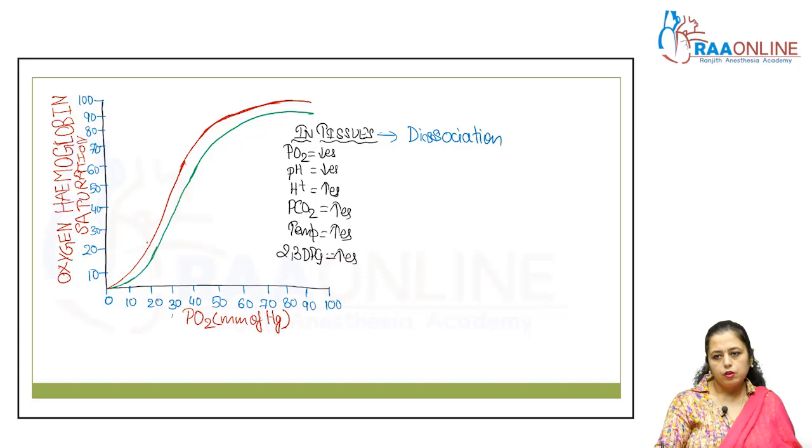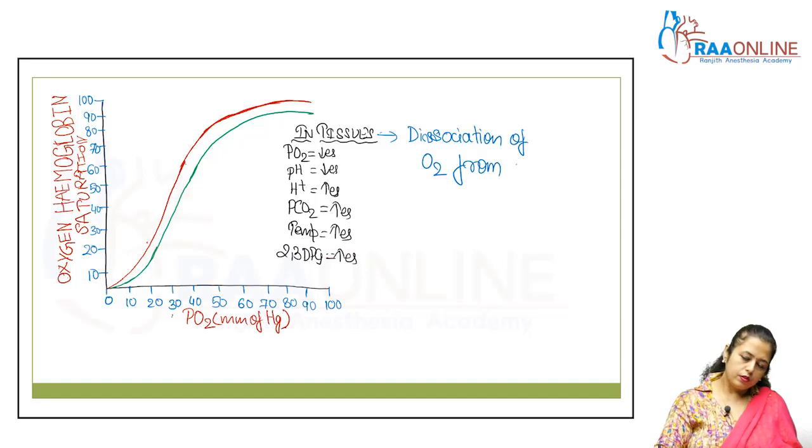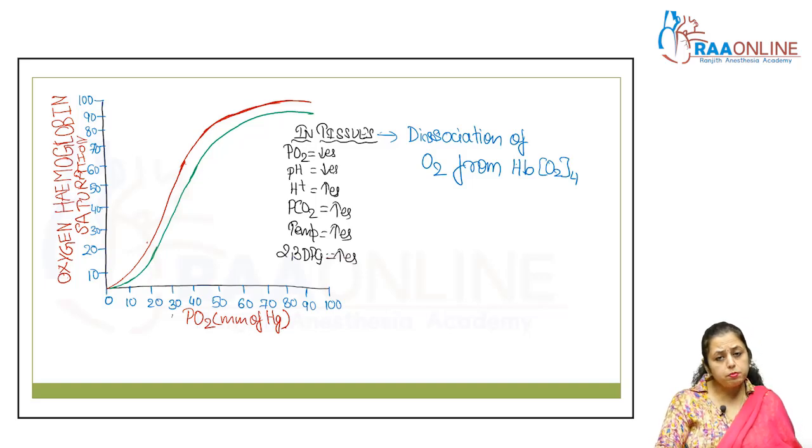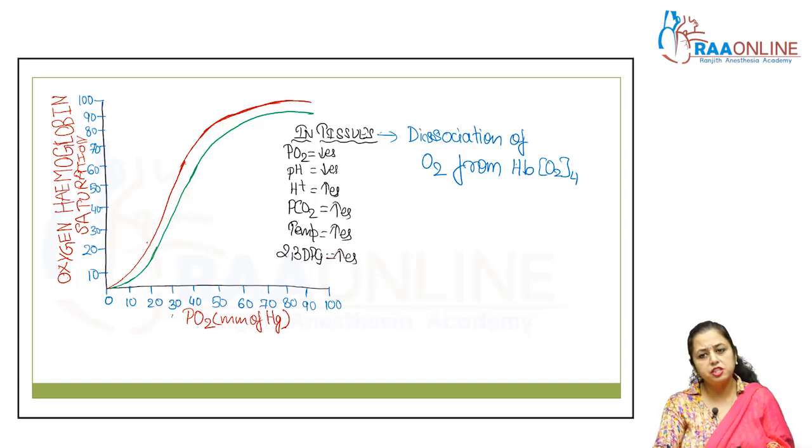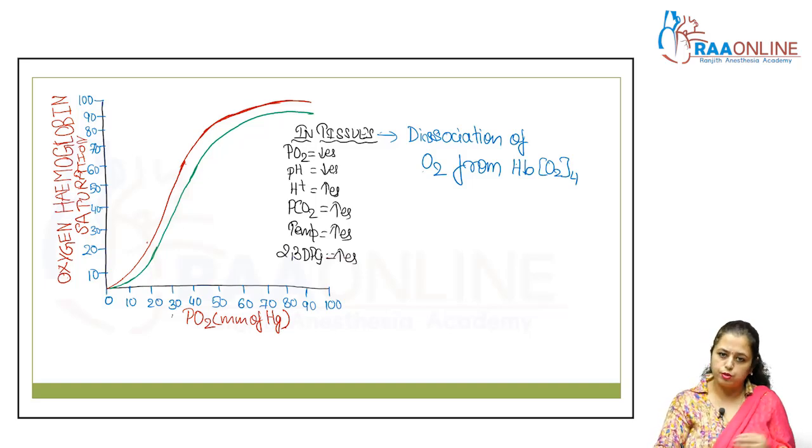Dissociation of oxygen from oxyhemoglobin, right? Why? Because here the partial pressure is reduced. So to compensate for that partial pressure, to maintain that partial pressure, oxyhemoglobin dissociates, and oxygen is released at the level of tissues, right?